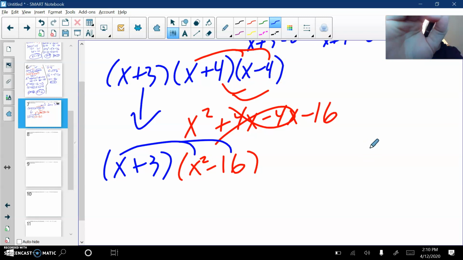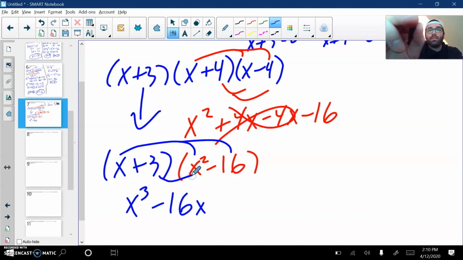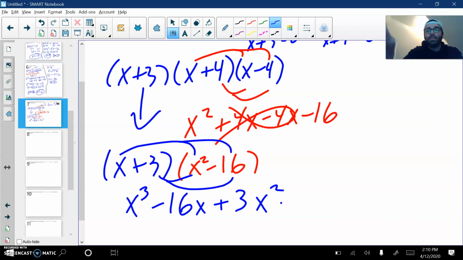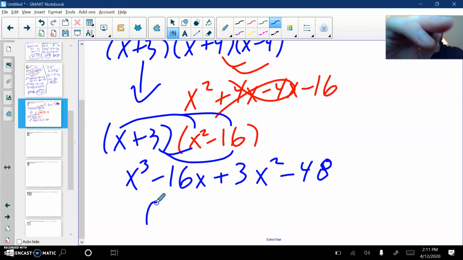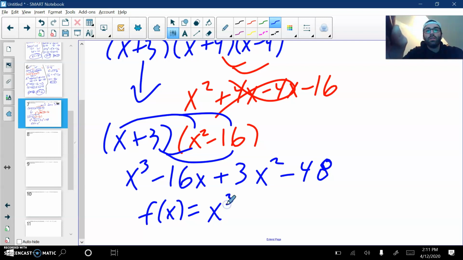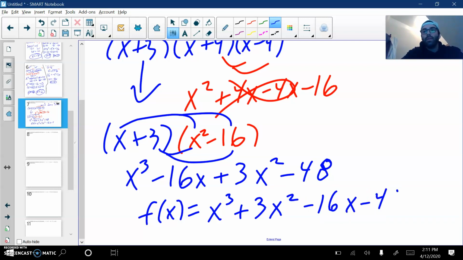So I'm going to multiply x plus 3 times x squared to get x to the third. x times negative 16 to get negative 16x. Here to get plus 3x squared, and there to get minus 48. So our polynomial function, we want to write our powers in descending order: x cubed plus 3x squared minus 16x minus 48.